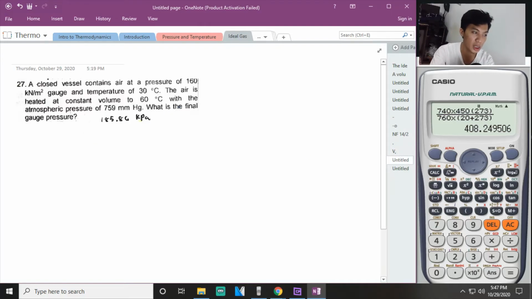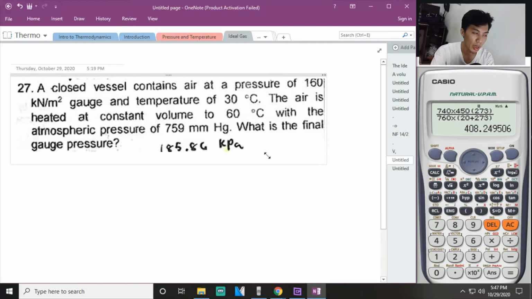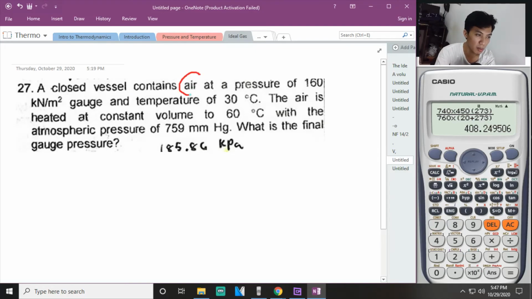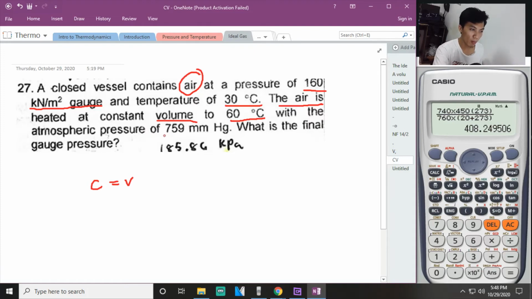So, problem number 6. Madadali lang naman itong mga sinusolve natin. A closed vessel contains air. Air na naman ang ating working substance. At a pressure of 160 kilonewton per meter squared gauge and a temperature of 30 degrees Celsius. The air is heated at a constant volume to 60 degrees Celsius. With the atmospheric pressure, what is the final gauge pressure? Paano natin gagawin yun? Basic lang yan.